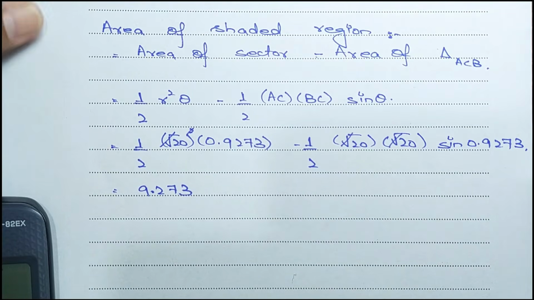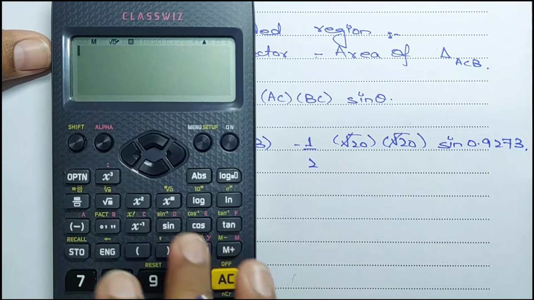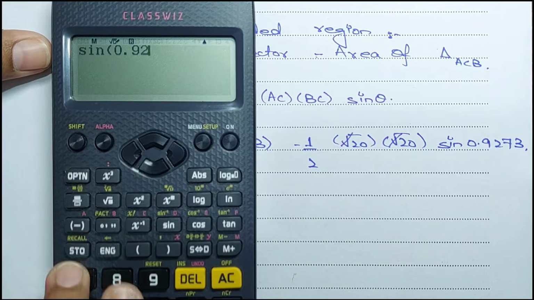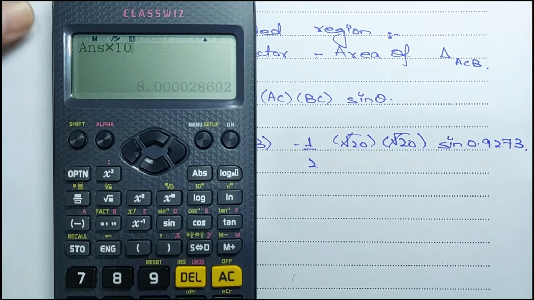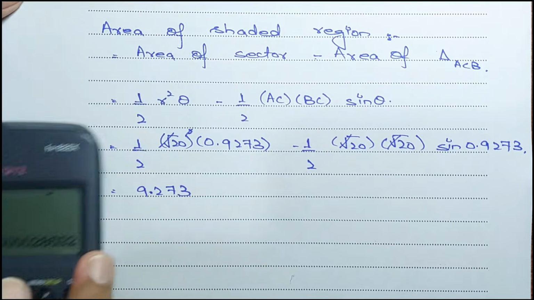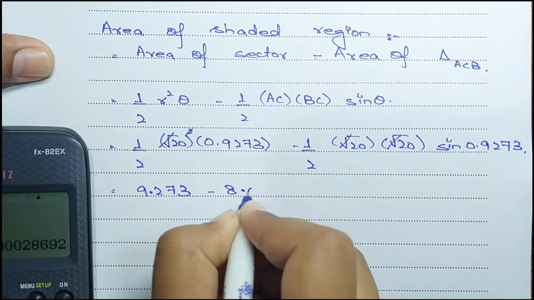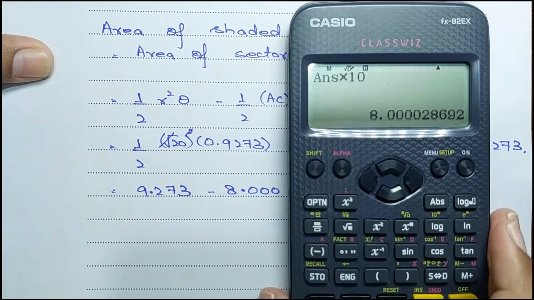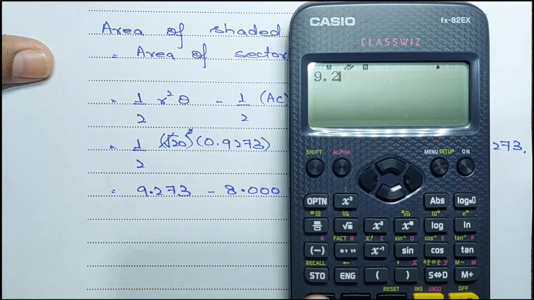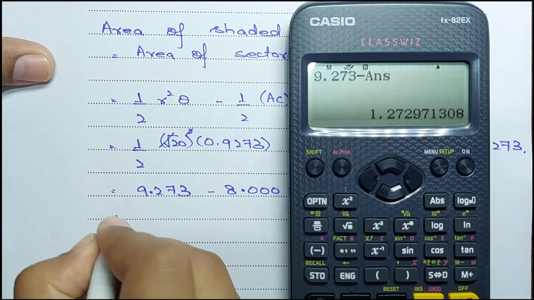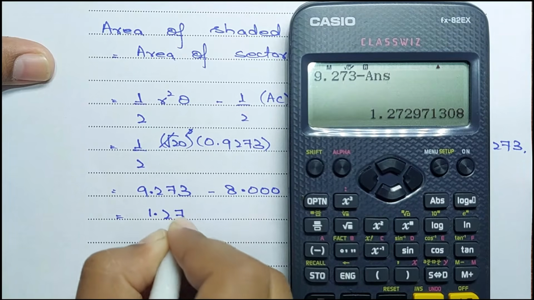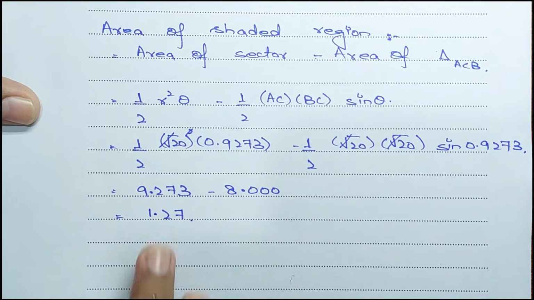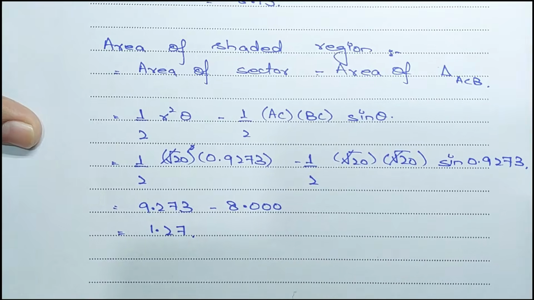and then times it by sine of this in radians. It's in radians. Sine 0.9273 times 10 is 8.000000. Okay, so 9.273 subtract the answer. This is 1.27. So 1.27 unit squared is the area and that is the perimeter.